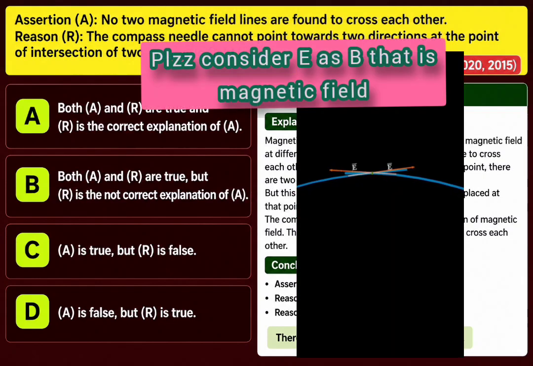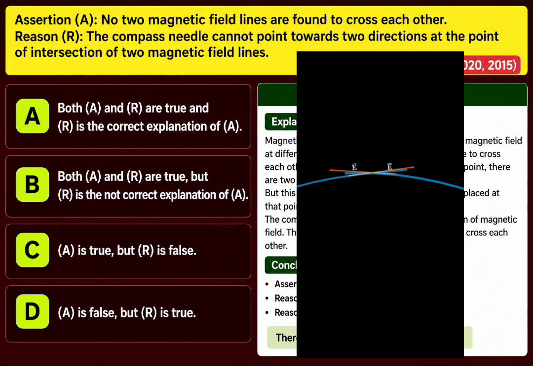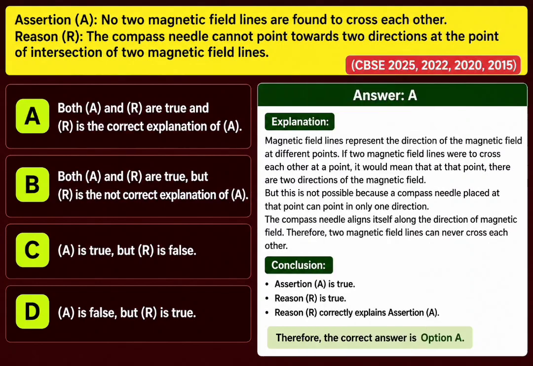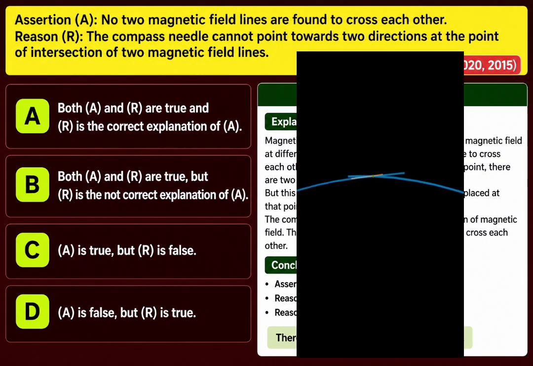This statement is true. The reason says, a compass needle cannot point towards two directions at the point of intersection of two magnetic field lines. The reason is also true. Let's understand why. Magnetic field lines represent the direction of magnetic field at different points.